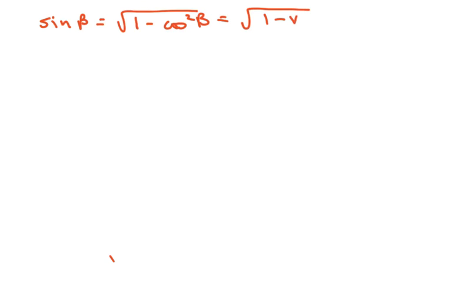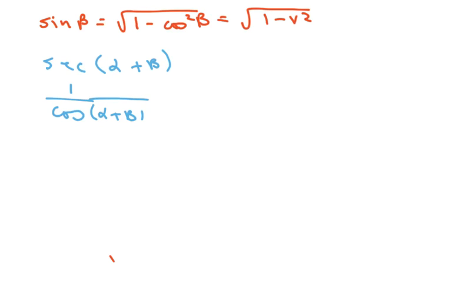Alright, next we have to get the beta. So sine of beta is the same kind of thing. It's going to be square root of 1 minus cosine squared of beta, which equals square root of 1 minus v squared. Alright, now if we want to finish this up, we have everything we need. We need secant of alpha plus beta, which is actually 1 over cosine of alpha plus beta.